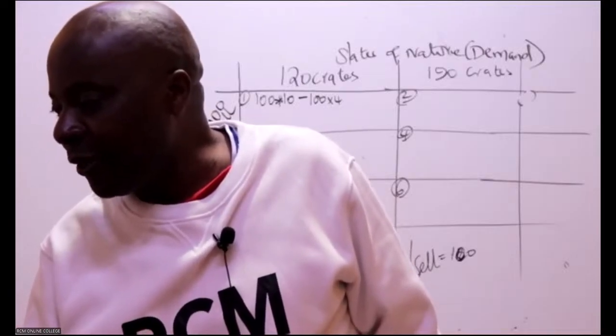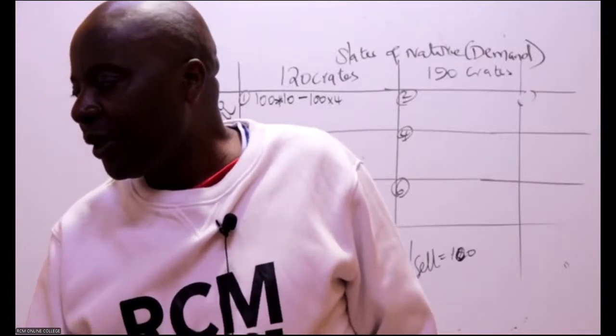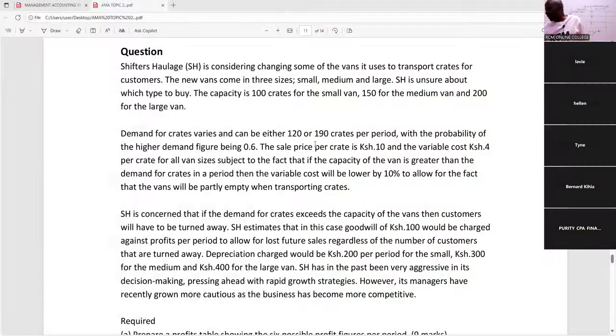Ladies and gentlemen, here. You can see what they have told us here, that the variable cost is 4 per crate for all van sizes, subject to the fact that if the capacity of the van is greater than what we will be selling, than the demand for crates in a period, then the variable cost will be lower by 10% to allow for the fact that the vans will be partly empty when transporting crates.